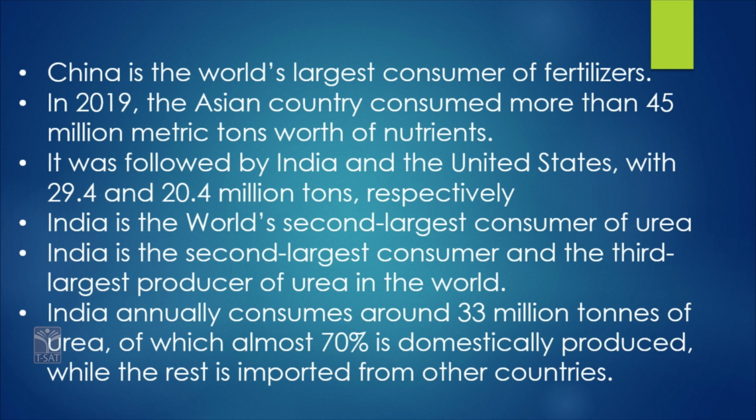At the same time, India is the world's second largest consumer of urea, but it is the third largest producer of urea in the world. So, this statistic is very important. In consumption, India stands in second position. In production, it stands in third position. India annually consumes around 33 million tons of urea, of which almost 70% is domestically produced, and the remaining 30% is imported. Okay.